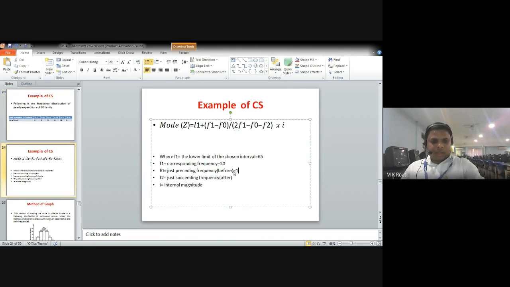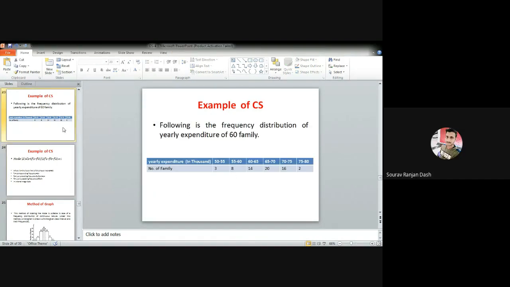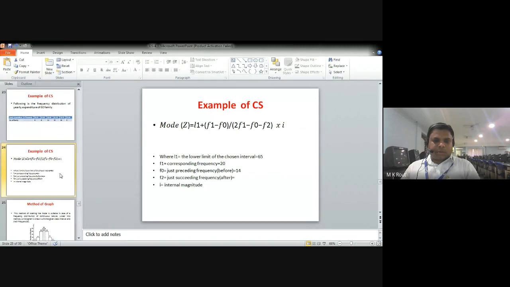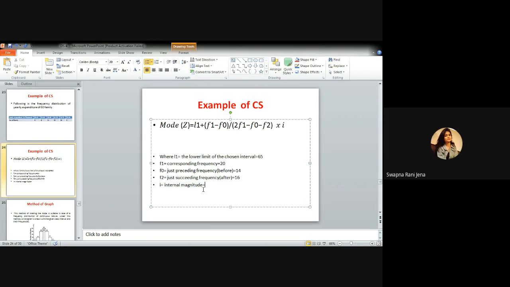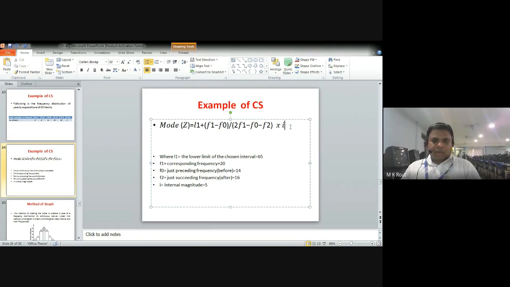That equals 14. What is the succeeding frequency? 16. It is 16 here. After that, the corresponding frequency. And what is the common factor here? Common factor is 5. If you calculate this, you get the answer 68.